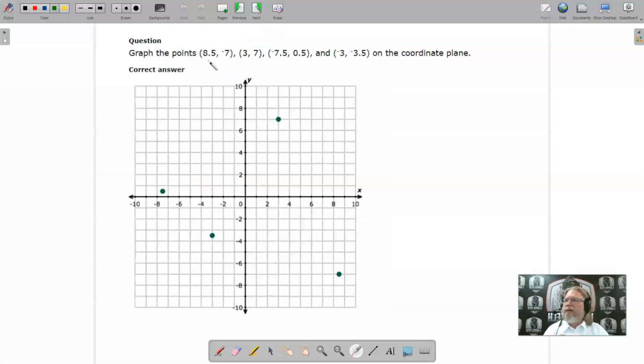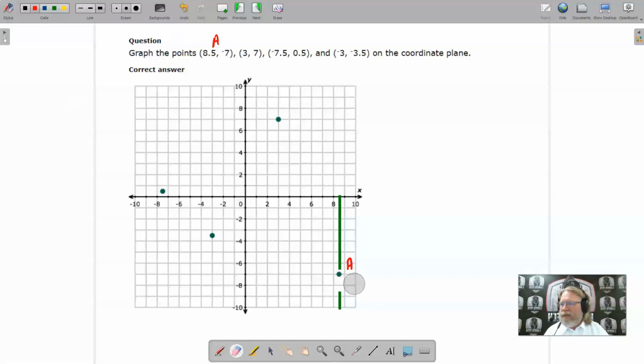Now we're getting into decimals, so we have like 8.5, so that should be halfway in between 8 and 9, right? And negative 7.5, it's going to be right in between negative 7 and negative 8. And negative 3.5 is going to be right in between negative 3 and negative 4. So let's go ahead and find those. So our first one that we would graph is 8.5 for x, so here is 8, here's 9, so right in between is going to be our 8.5 for x, and then negative 7, right in between negative 6 and negative 8, and we see that this point here, we'll call this point A. So we would have graphed that.